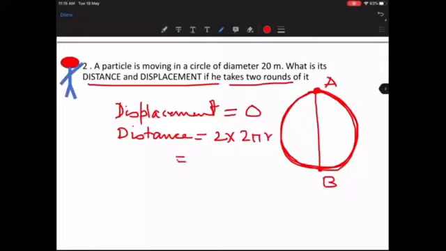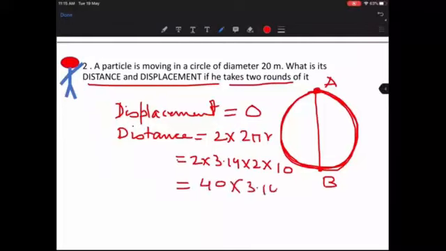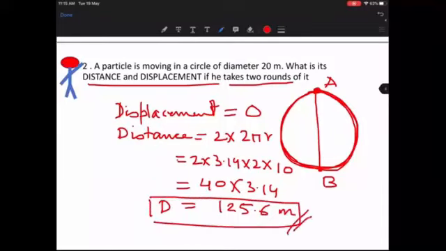So if you just substitute the value here, 2 into 3.14 into 2 multiplied by, what is your r? Your r is given as 10 because your diameter is 20, so it is 10. So if you multiply, you will be getting 40 into 3.14, which will come out to be 125.6 meters. So that will be your distance. So is it clear to you? This question will make your concept of distance and displacement clear. Fine. So should we move ahead with the next question?